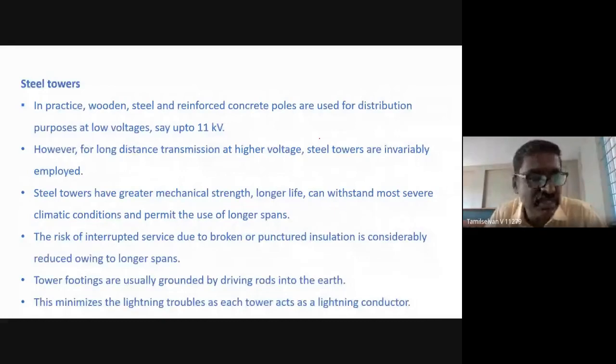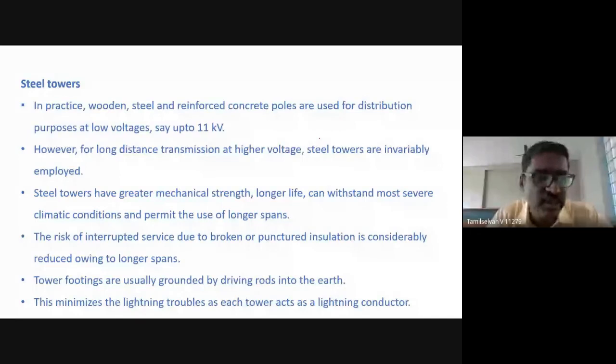So that's why we go for a longer span. That we will discuss when we are discussing the next module about insulators. Okay, so why we need the cross arm and where to limit the cross arm, what is the length of the cross arms that we are going to say.